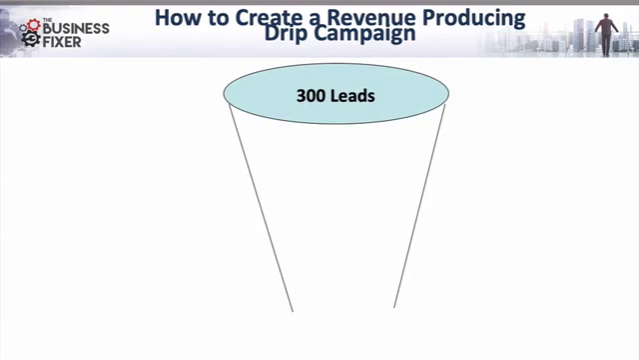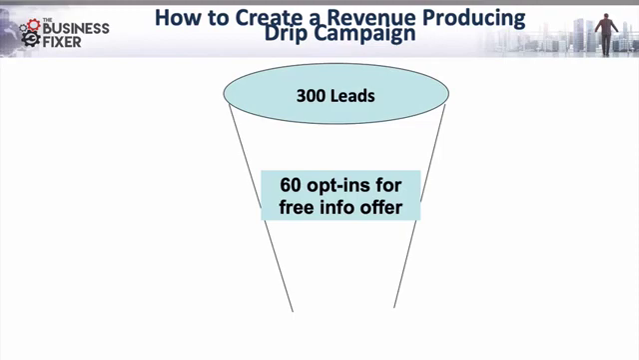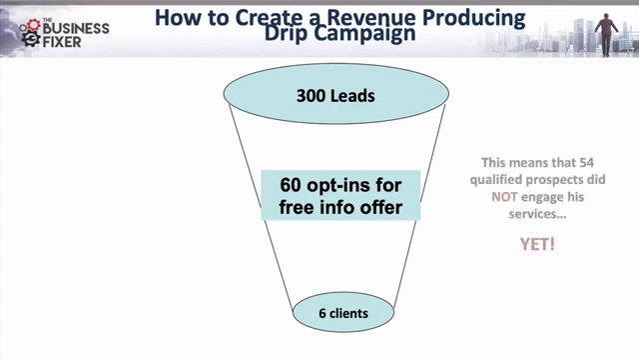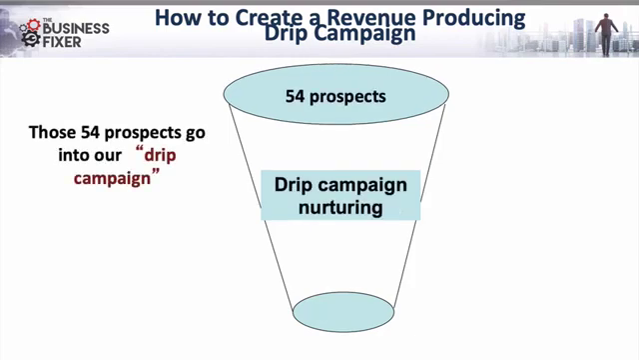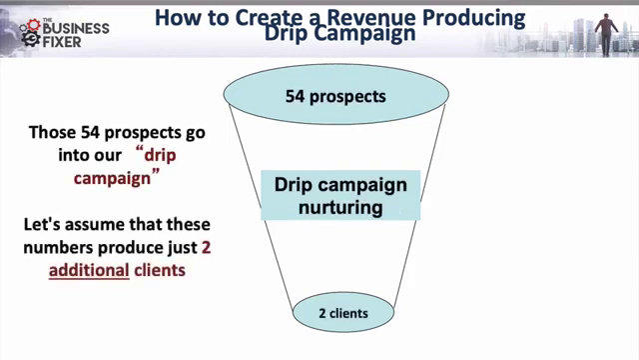If the child psychologist generated 300 leads per month, conservatively speaking, we said he would average 60 prospects that would opt in for his informational offer. And of those that did, 6 of those 60 would become patients of his. That means 54 prospects did not buy his services yet, and those are the prospects that now begin receiving the doctor's drip campaign. Out of those 54 prospects, an additional 2 will typically buy in the next 30 days. This is a pattern that continues month after month for as long as the doctor continues to stay in touch with his prospects and continues to offer them value.